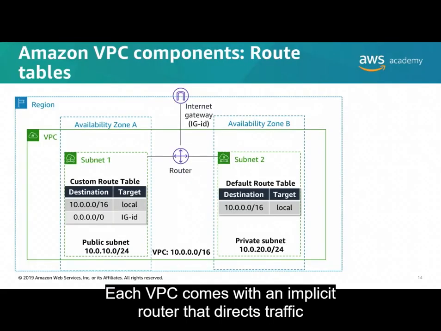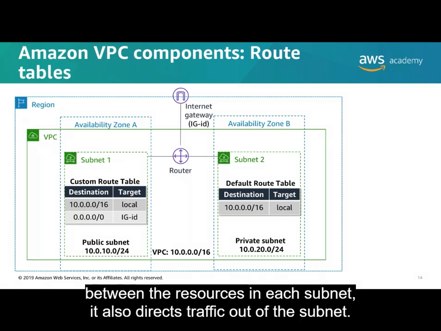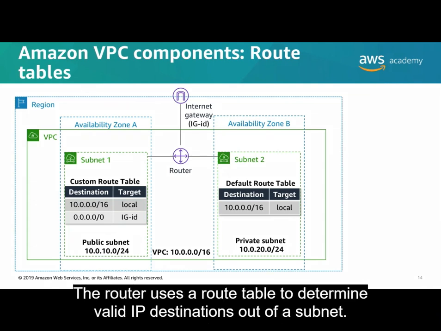Each VPC comes with an implicit router that directs traffic between the resources in each subnet. It also directs traffic out of the subnet. The router uses a route table to determine valid IP destinations out of a subnet.